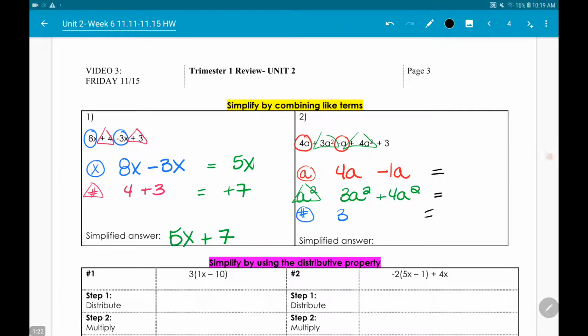When I simplify, I get 3a, 7a squared, and positive 3. Put it all together. And that is my simplified answer.